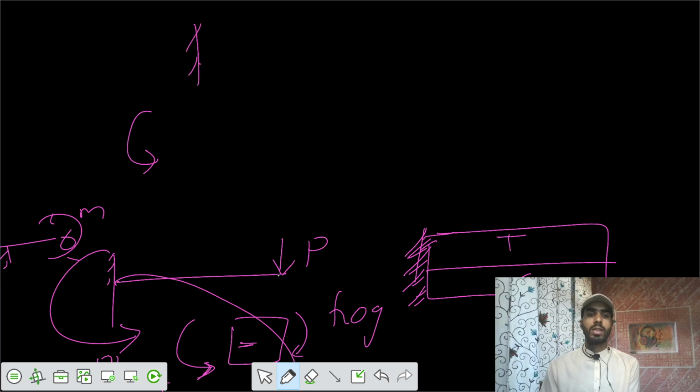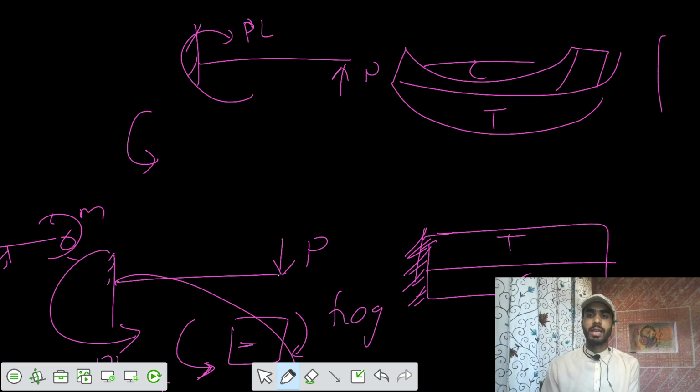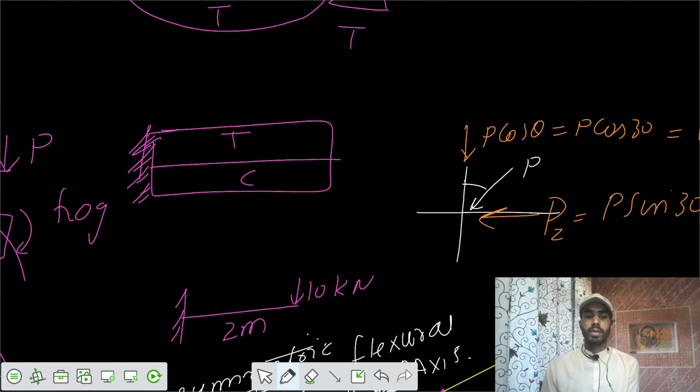Let's say the load was upwards. If the load was upwards, then there would have been a clockwise moment developed, a positive moment, PL. So then the curvature would have been in this way, compressive and tensile. So you could have the same value, same nature, where this is compressive and this is tensile. But in this case, the stress variation is that this is tensile and this is compressive.